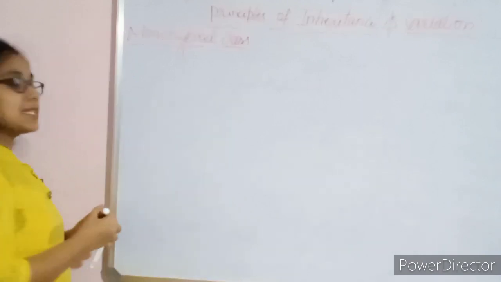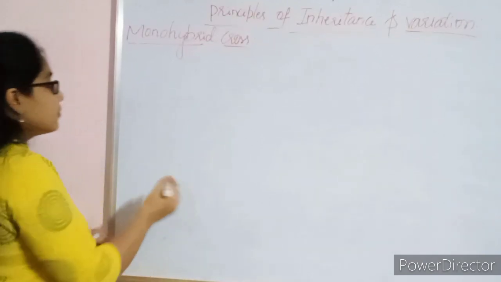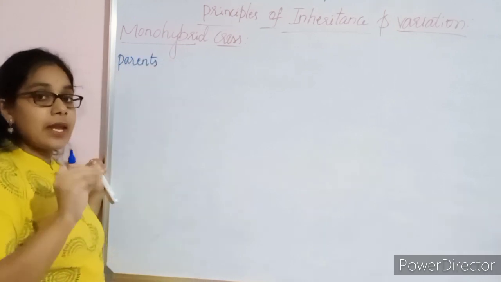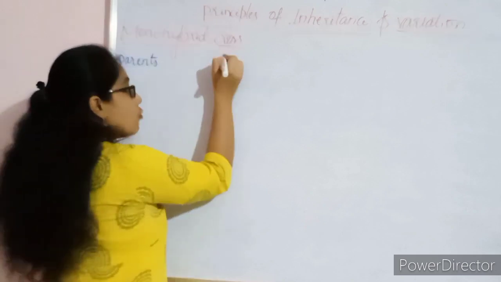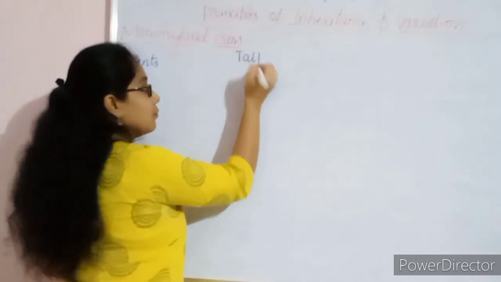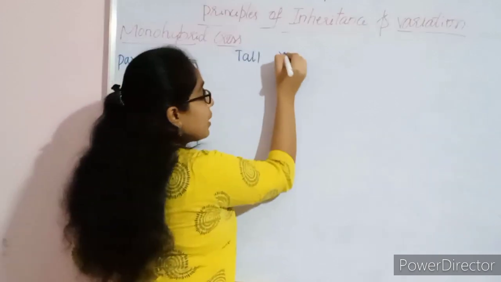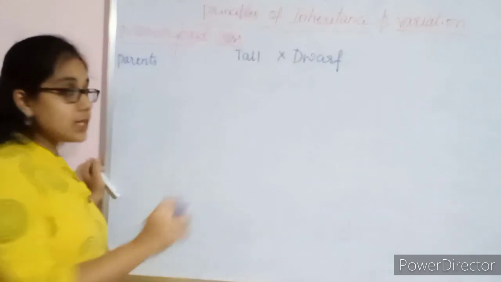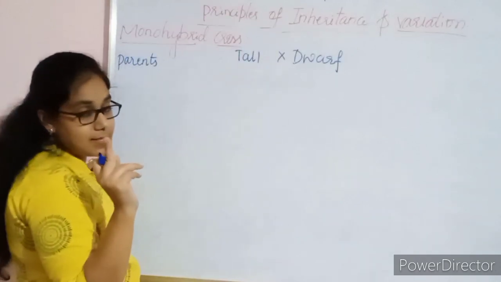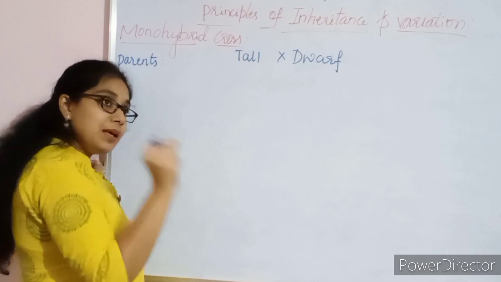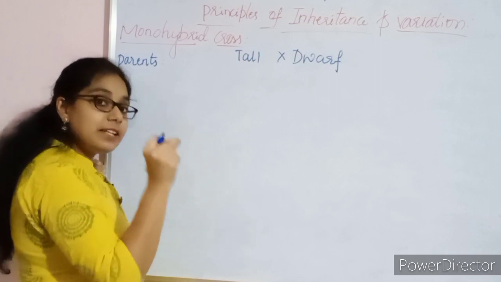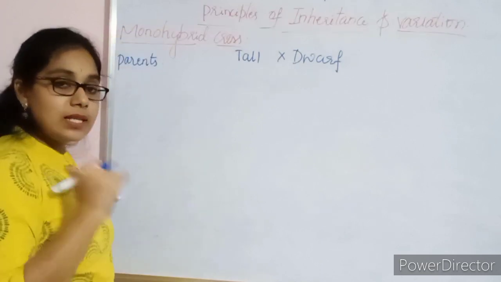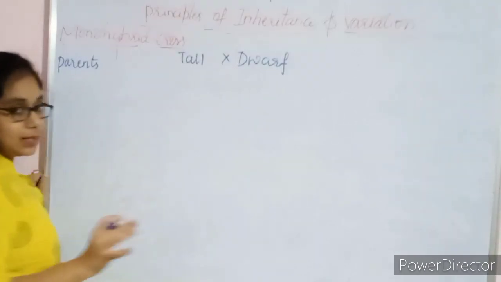For his experiment, you know that he took pea plants, contrasting charactered pea plants. One pea plant was tall, understood? Another pea plant was dwarf, that means it was short. So he has taken 2 different pea plants, differing in a character called height. One is taller, another one is dwarf. These are the parents actually.